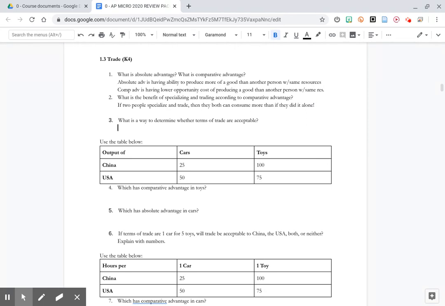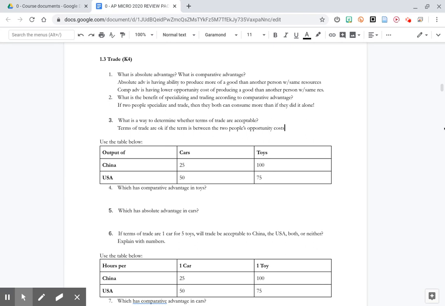And what is a way to determine whether terms of trade are acceptable? Terms of trade, oh, that's in bold. I don't know why. Let me unbold that. Terms of trade are okay if the term is between the two people's opportunity costs. And we're going to see what that means here in just a second, but that's actually the definition of when it's acceptable: if the term of trade is between the two people's opportunity costs.